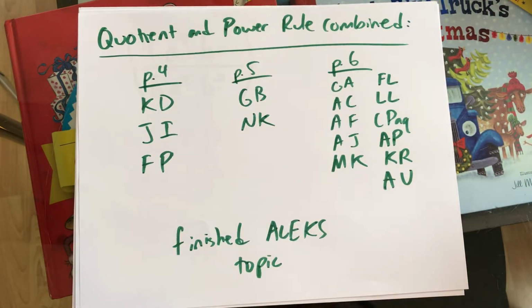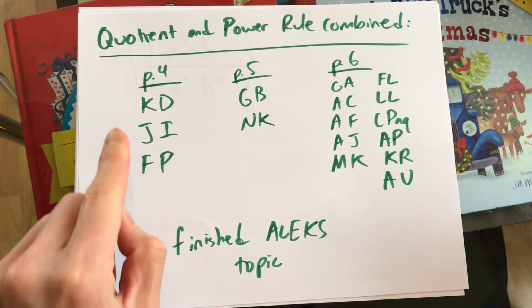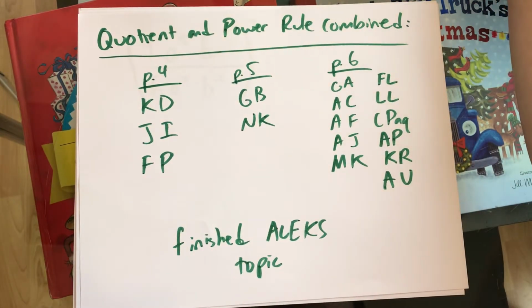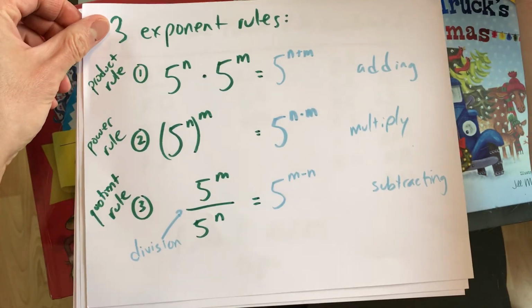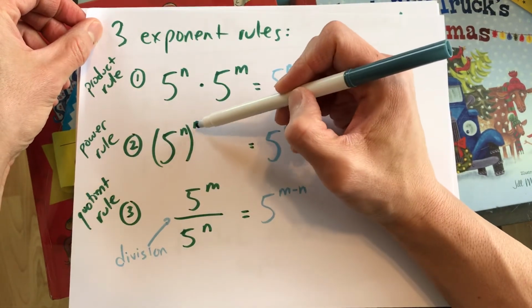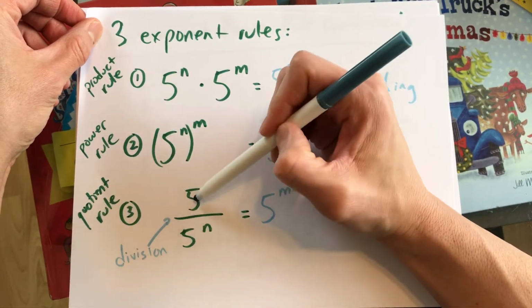All right. We're going to finish up with just one more question. This is the quotient and the power rule combined. In case you forgot what the quotient and the power rule is, let's review again what we did earlier. These are our 3 rules. So we're going to look at the power rule. That's where you have the power outside of a power. And the quotient is the division.